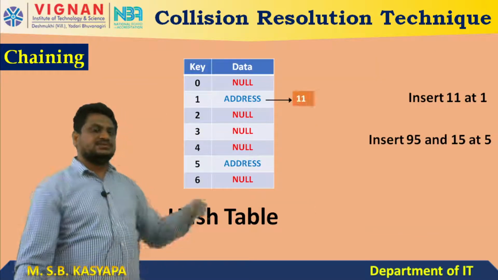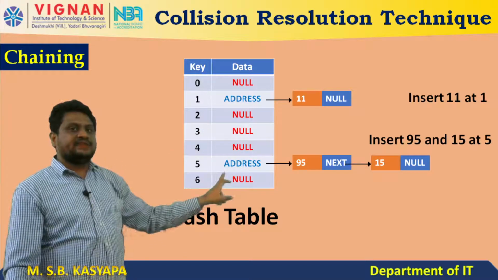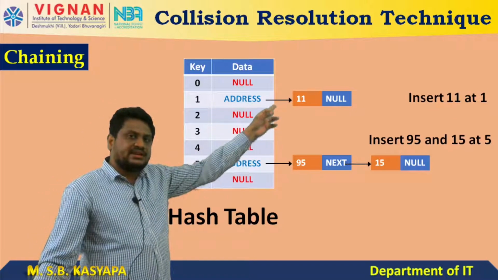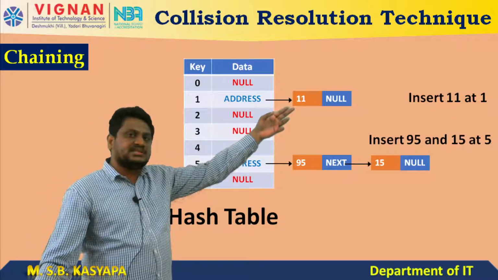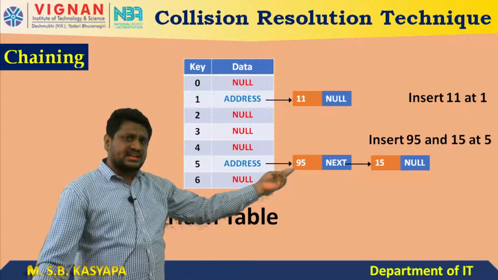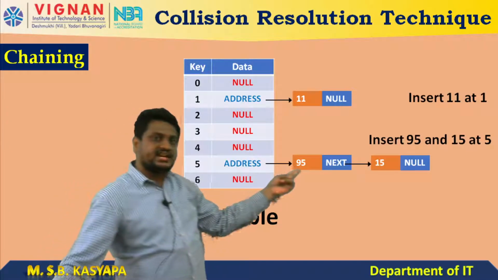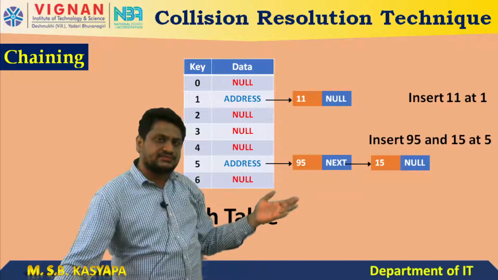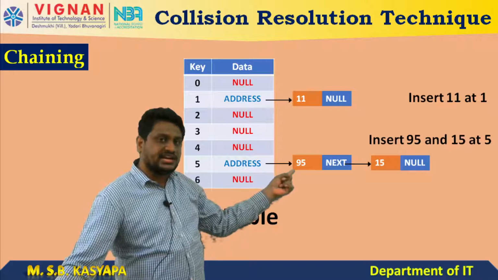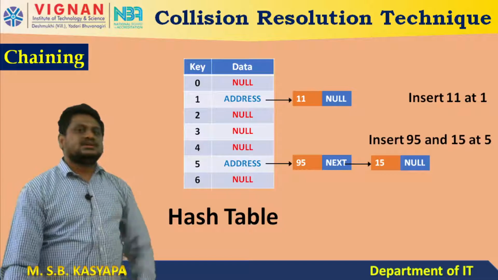Now the hash table, see, all the remaining addresses I put as null. At 1 and 5 I am using an address. Now at 1 I have only 11, so the 11 address will be stored here and 11 is representing nothing. Why? Because there is no next data. Now here at first we have stored 95. So the 95 address is stored here and 95 is representing something else, the 15. Why? Because I recently inserted 15. So 95 is representing 15. Next, 15 is representing null. That means there is no next element.